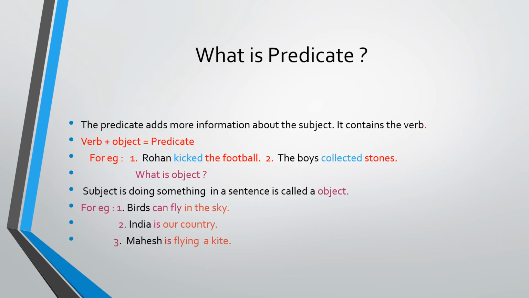Subject means noun or pronoun. Predicate means verb plus object equals predicate. This much only you have to remember. A sentence begins with the subject, any noun or pronoun. After that, verb, after that, object. So, verb plus object becomes a predicate. Now let's take the exercise.